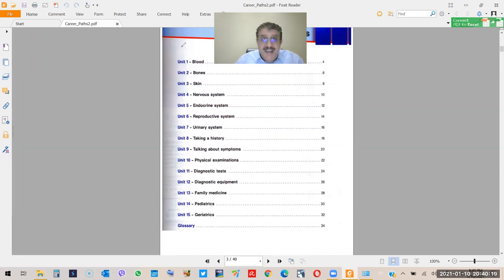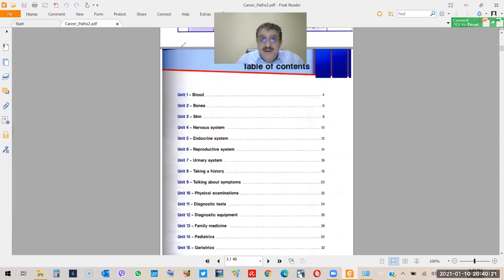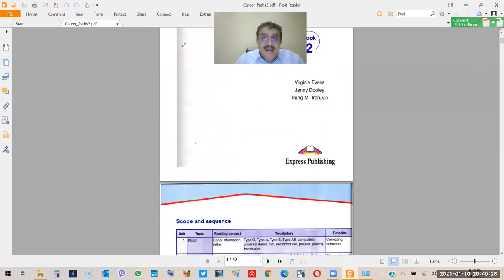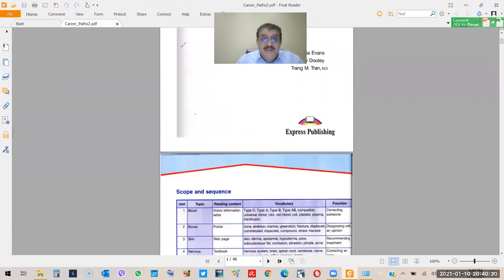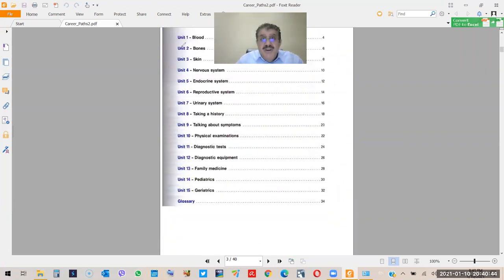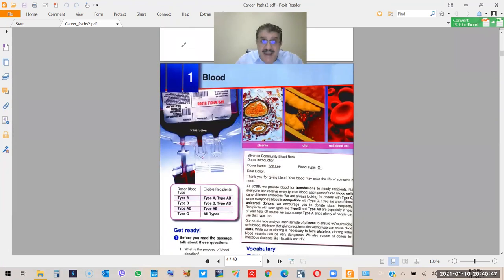First thing first, we have this book, and you are going to have a copy of this, and it's better to have a copy. Inshallah, we are going to cover the 15 units in this book, slowly and elaborately, and I'm going to cover each point using the medical terms in a context, in a situation of the medical language.